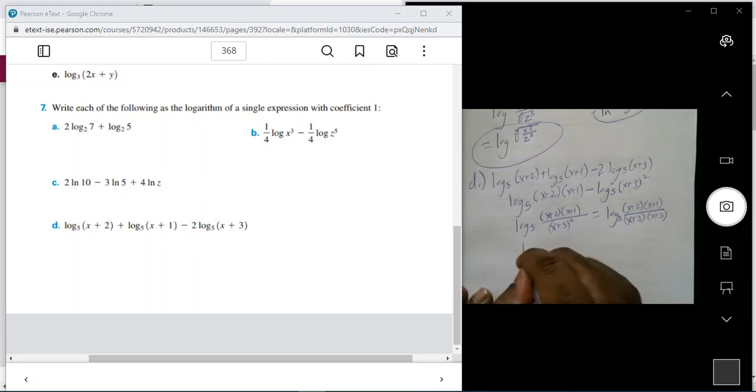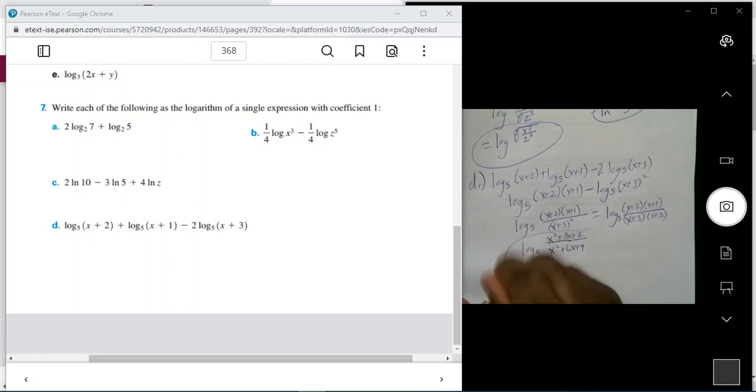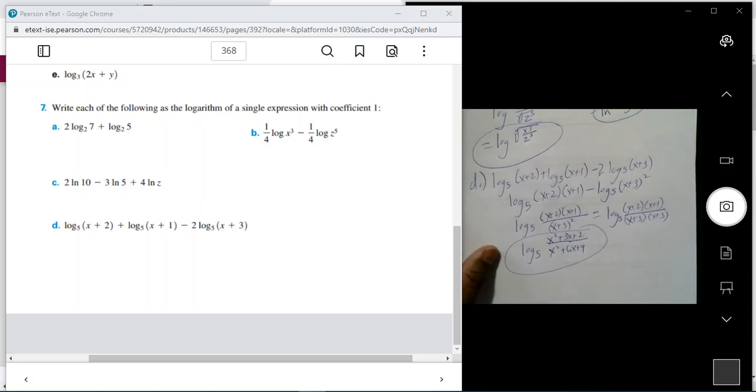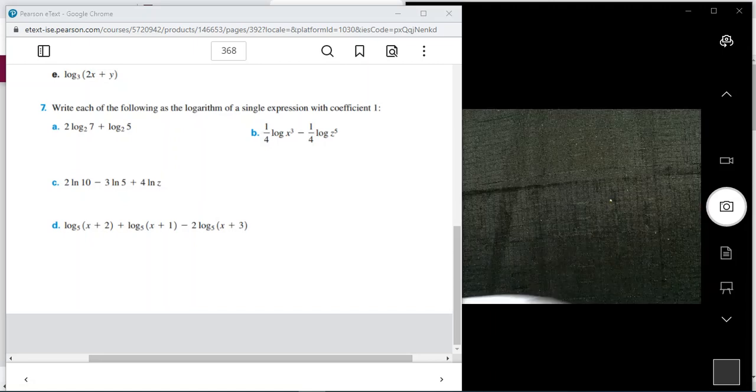Okay, so now we have log base 5. Now we would do our fraction here. This would give us x squared plus 3x plus 2 all over x squared plus 6x plus 9. And that will be your final answer. There's nothing more you could do with that. So that concludes problem number 7. Now we're going to go to problem number 9.